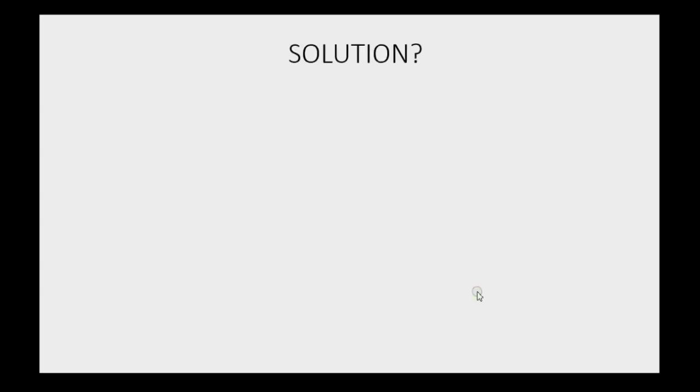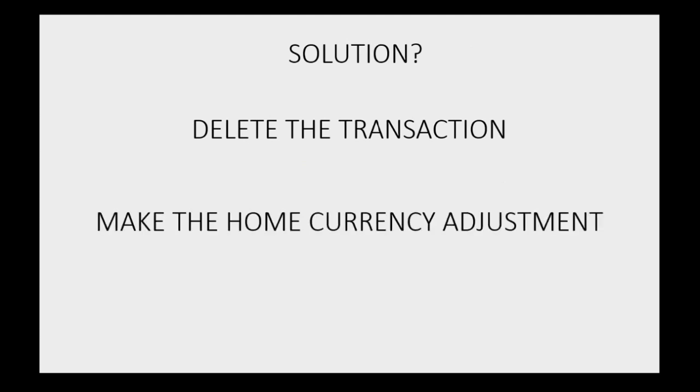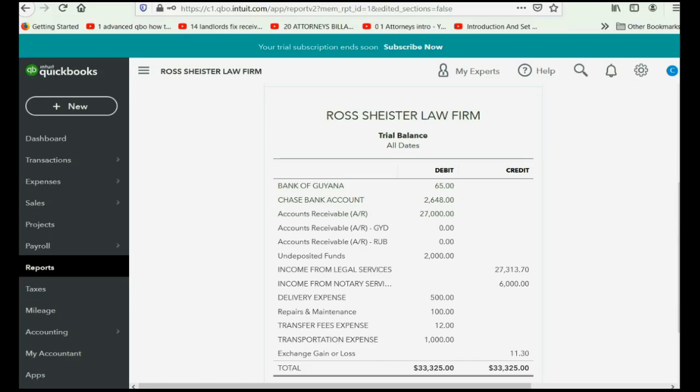So what's the solution? The solution is to delete the transaction, make the home currency adjustment, and record the transaction again. So I deleted the payment that I just recorded, and you can pause the video and delete the payment if you followed along, and the numbers are back the way they were before the payment. The proper thing is to do the revalue currency before you pay the money out of the foreign bank account.